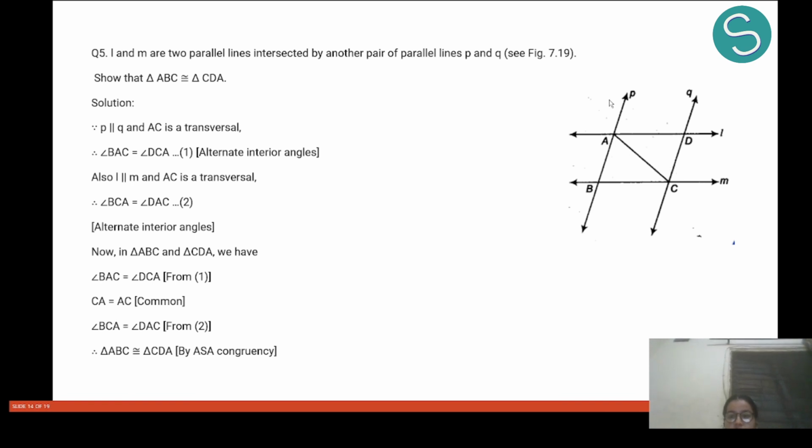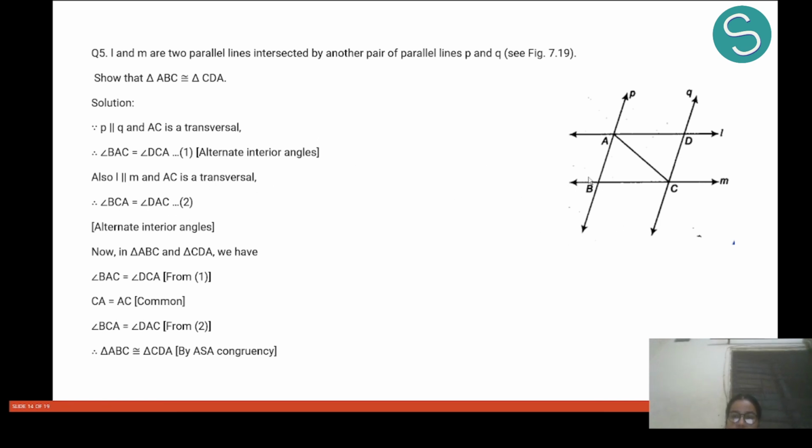Okay. Since line P is parallel to Q, here AC will act as a transversal. So if it acts as a transversal, angle BAC equals angle DCA as alternate angles are equal. Similarly, L is parallel to M, so AC is again a transversal.